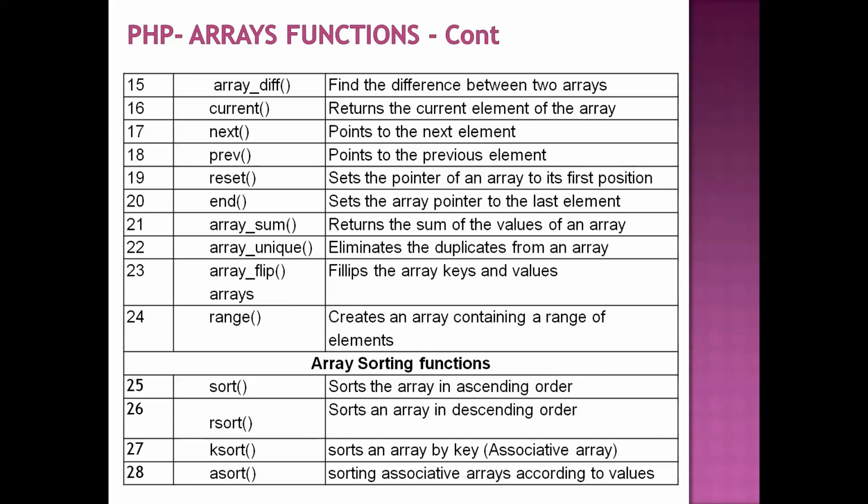Now coming to the sorting functions on arrays. We have the sort function for sorting the array elements in ascending order. If you want to sort the array elements in descending order, we have the rsort function. If you want to sort an associative array based on the key, then we use the ksort function. If you want to sort the associative array using values, then we use the asort function. So these are the predefined array functions available in the PHP language.